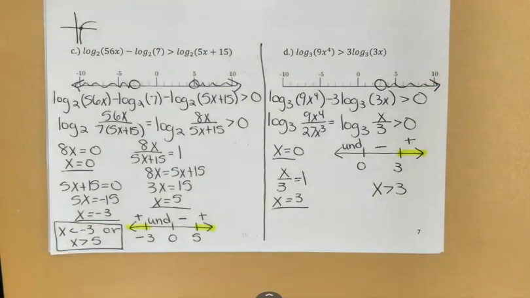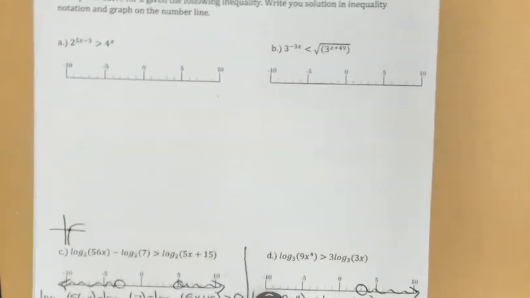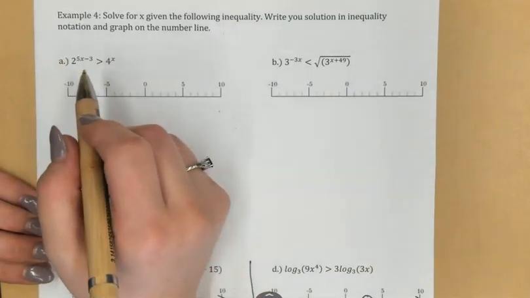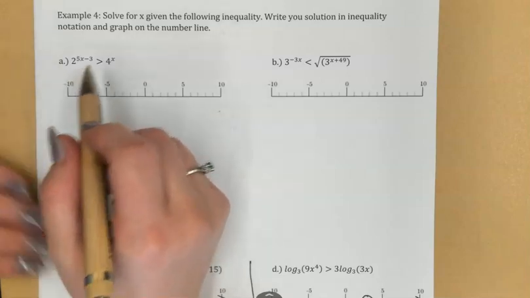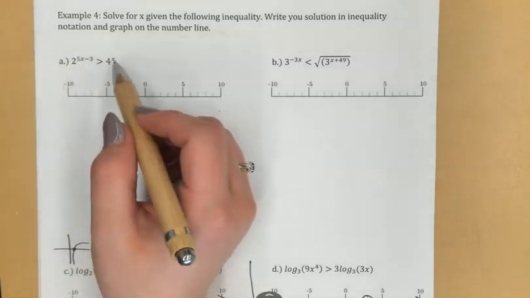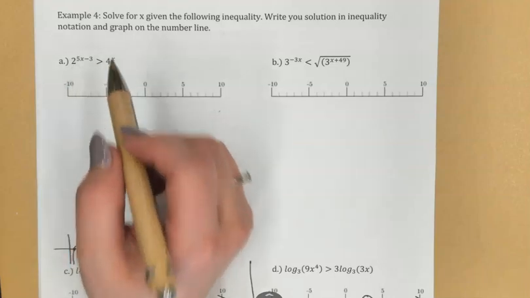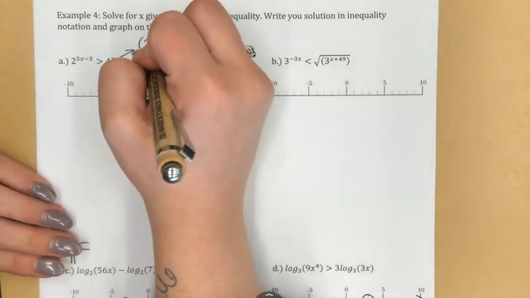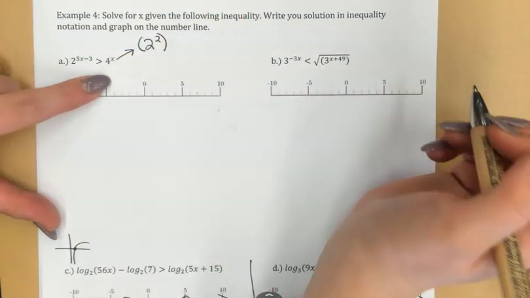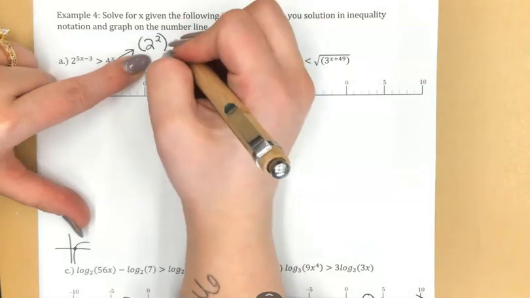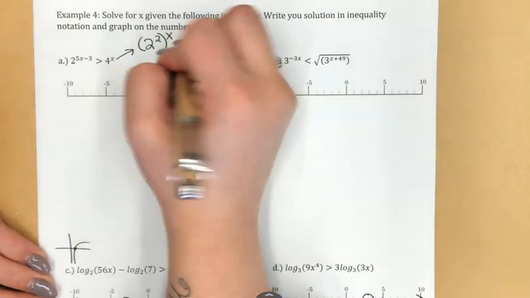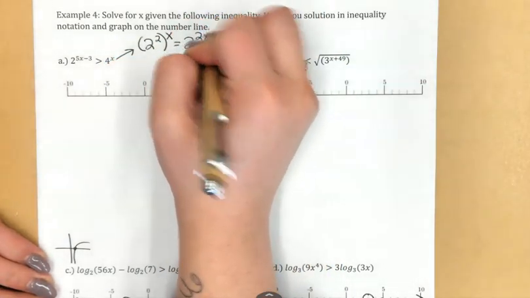Now, exponential inequalities are a little bit easier because I don't have to make a sign graph to complete them. So the trick here, though, is in order to compare them, I need them to have the same base. So starting on A here, I've got 2 and 4, so I need to rewrite this with a common base. 4 is the same thing as 2 squared. So if I have 4 to the x, that's equivalent to 2 squared to the x power. And if I use my exponent rules, this is the same thing as 2 to the 2x.